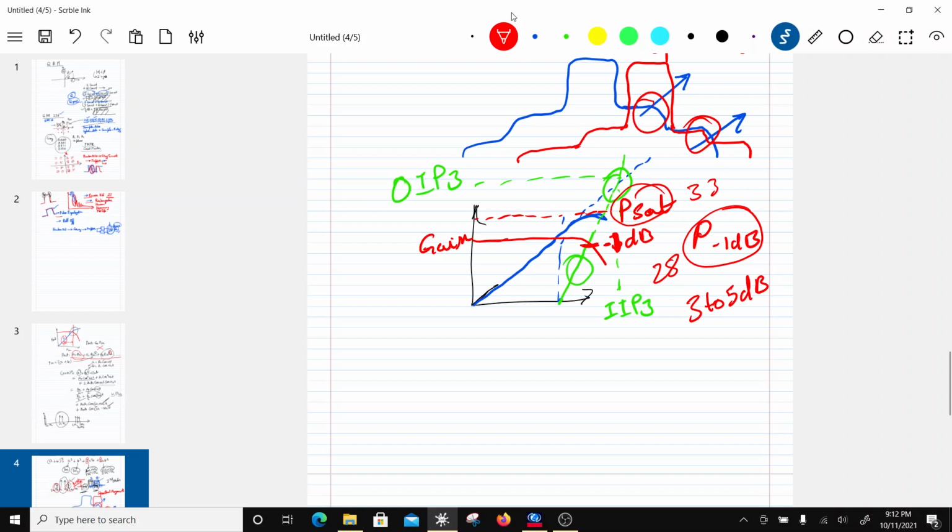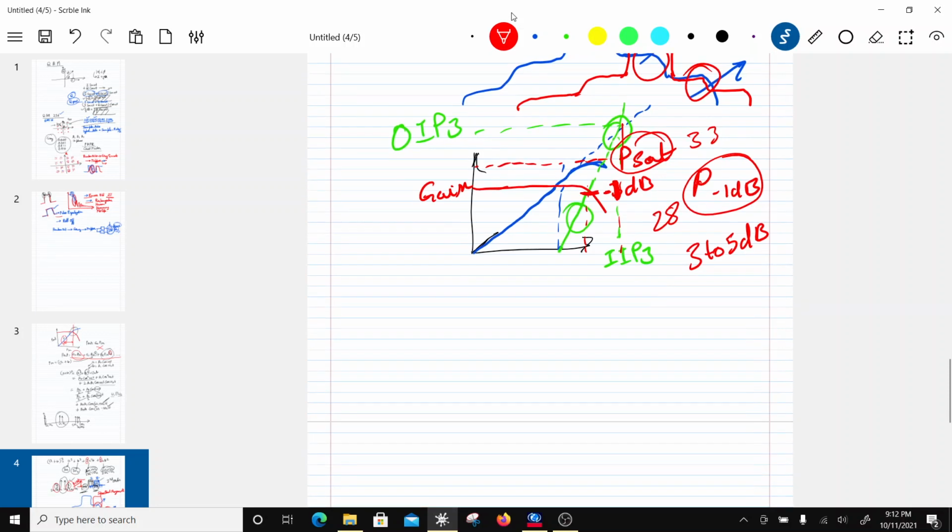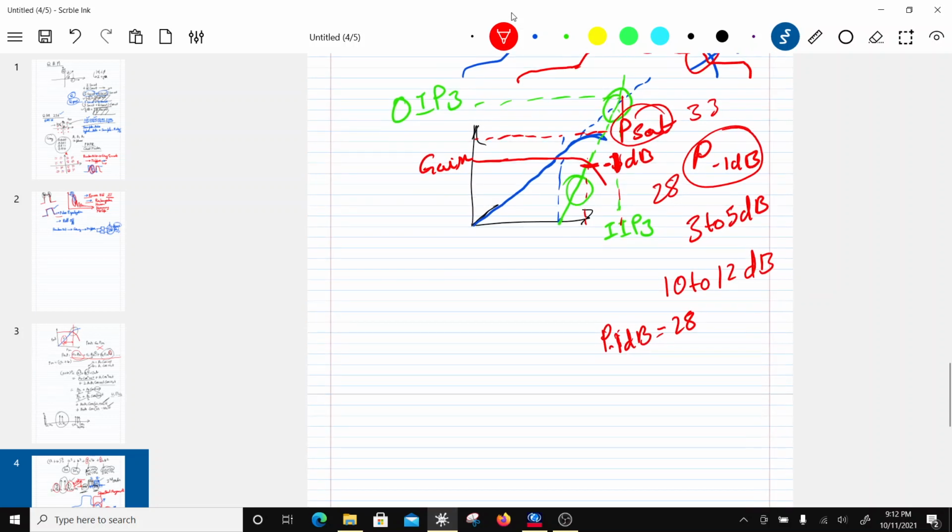Now what is the relationship between P1 dB, which is at this point, and TOI here? You can prove it, but usually it is around 10 to 12 dB. So if I say my P1 dB is 28, then my OIP3 is going to be 28 plus 10 or 12, right? So let's say 12. So it will be 40. This will be at 40 dB.